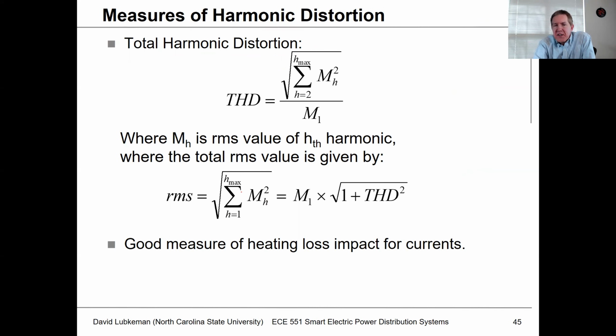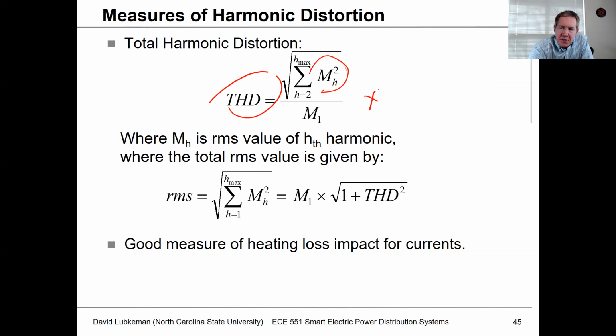How do you quantify this? Well, one way we quantify this is through a calculation called Total Harmonic Distortion, where you take the magnitude terms of the harmonics, square each one, sum them all up, and take the square root of that. If you normalize that by the magnitude of the fundamental current, that's what's referred to as the total harmonic distortion. We sometimes multiply this by 100%. We get this in terms of a percent.